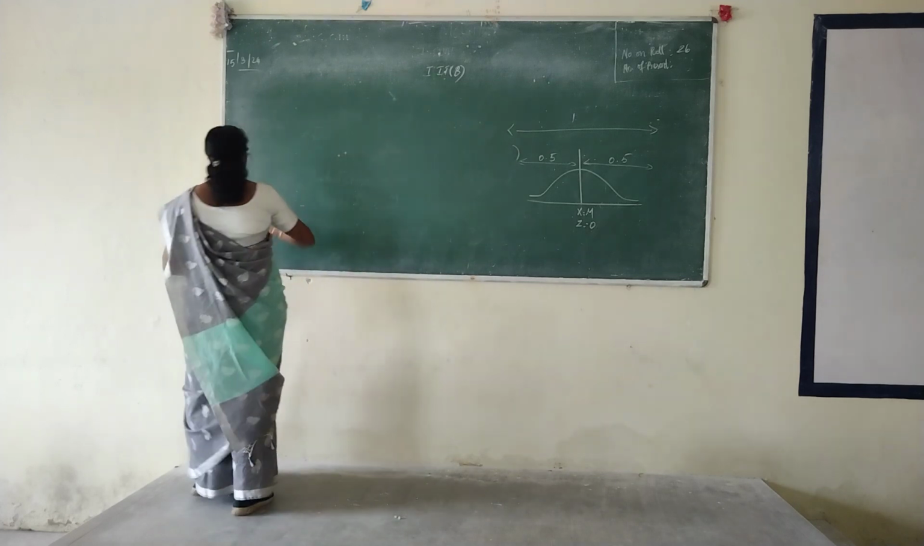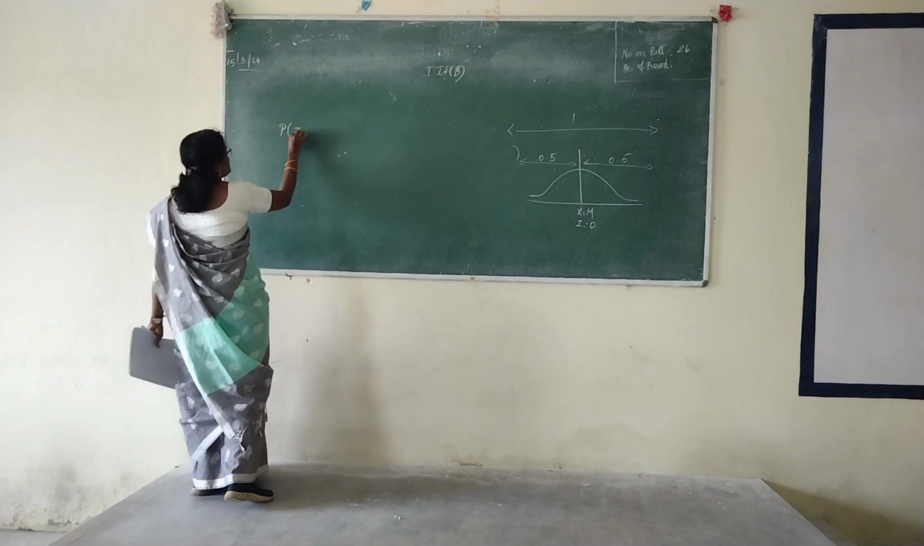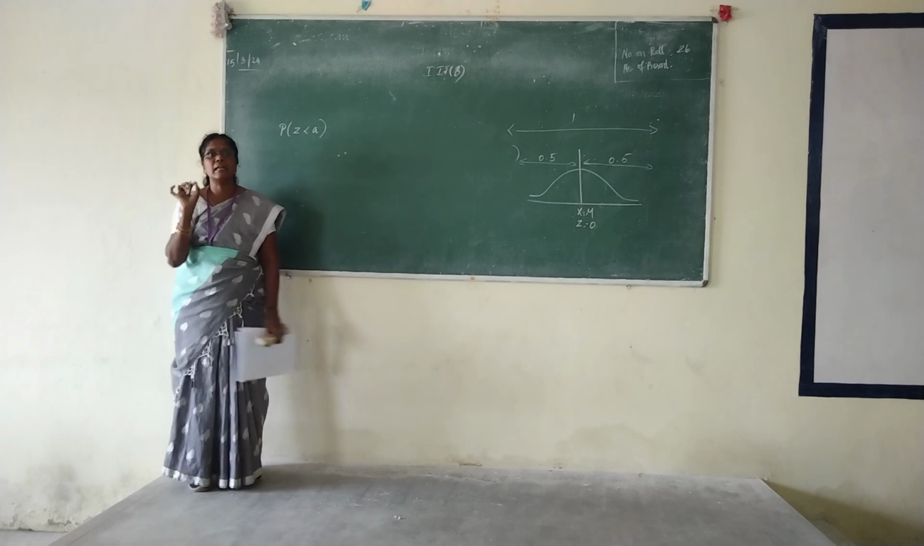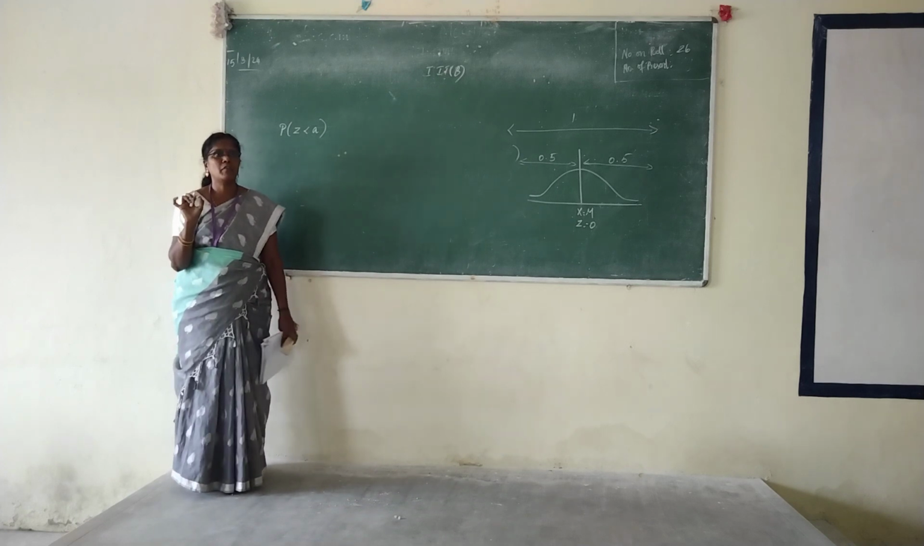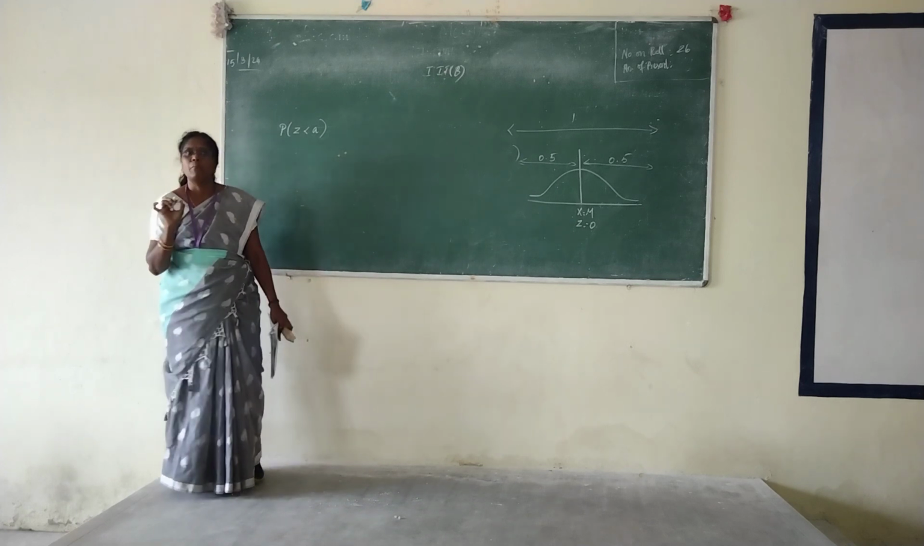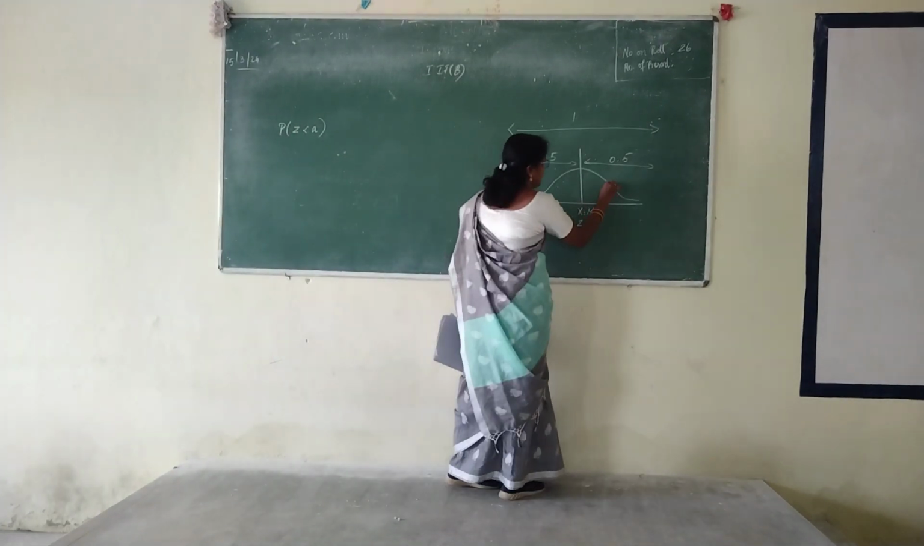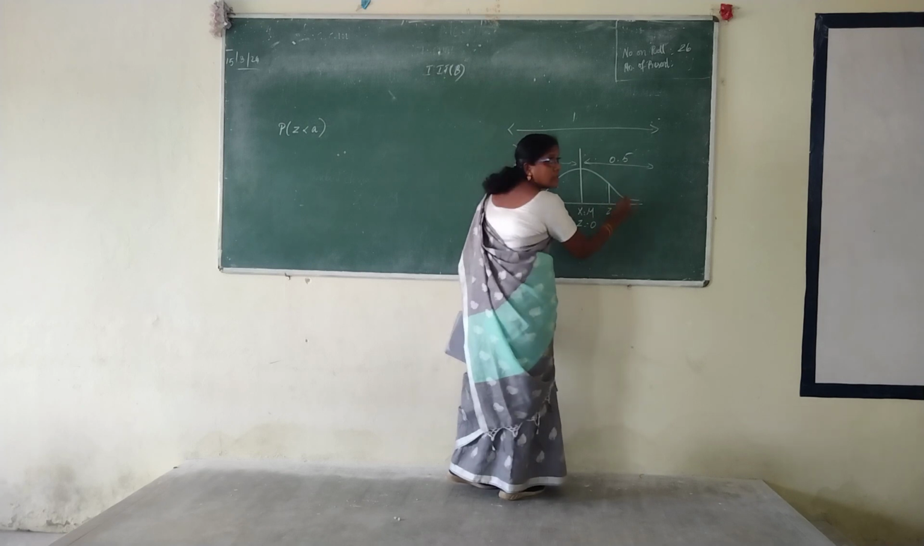So if you are supposed to find the probability of z less than a. I have written here z less than a. Is a a positive value or negative value? Positive value. Positive means the value will be lying on the right hand side.